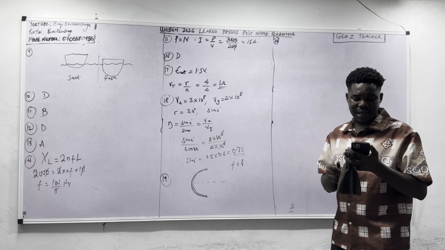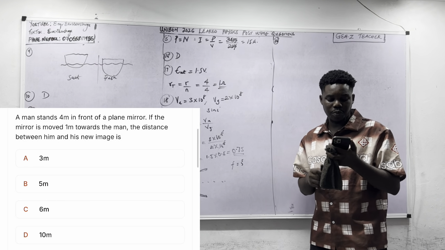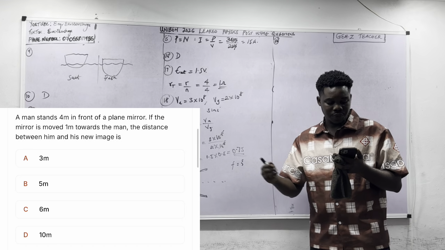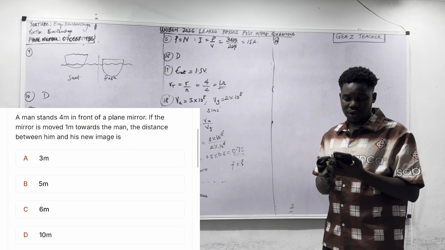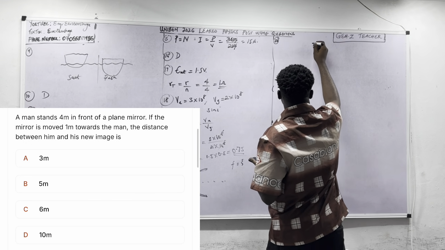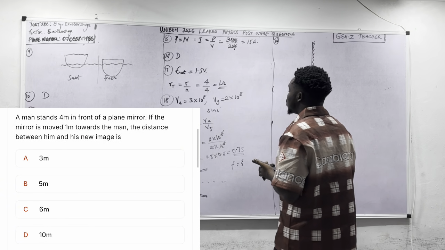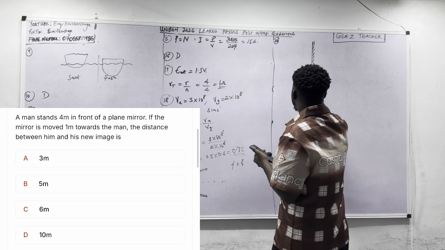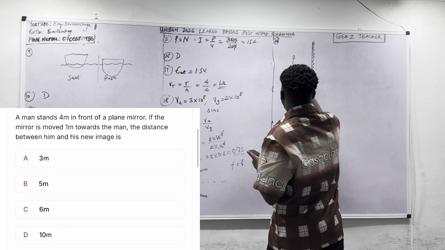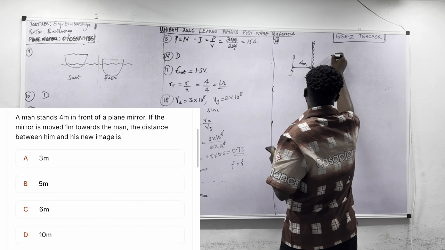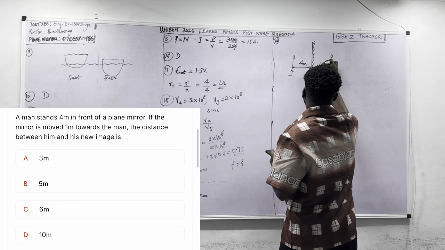Number 20, a man stands 4 meters in front of a plane mirror. If the mirror is moved 1 meter towards the man, the distance between him and his new image is dash. Now, if you recall, for plane mirrors, the image distance is always equal to the object distance. So initially, the man was here, and from the man to the mirror was 4 meters, meaning from the mirror to his image would also be 4 meters.